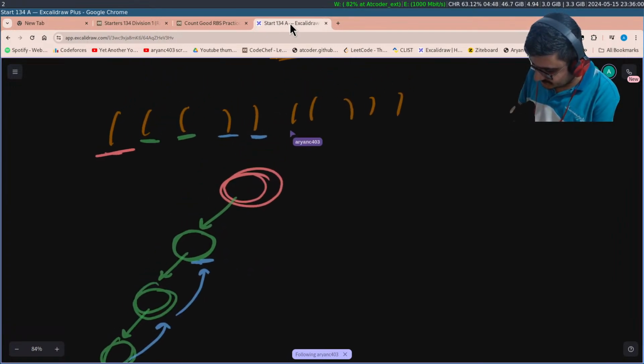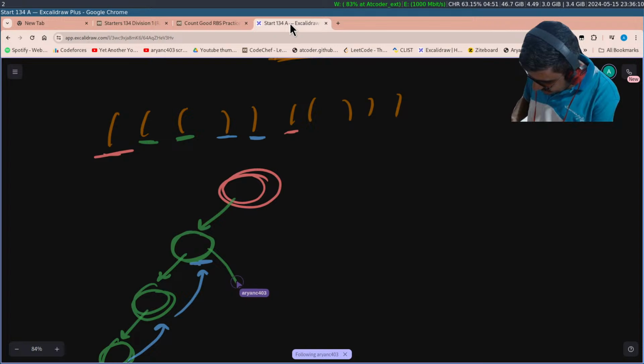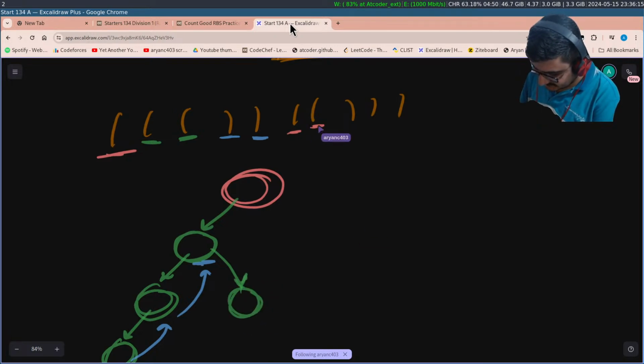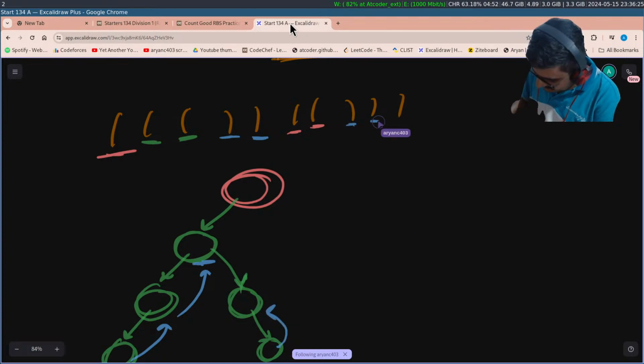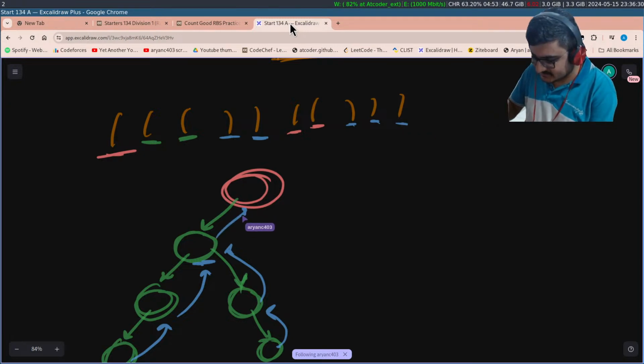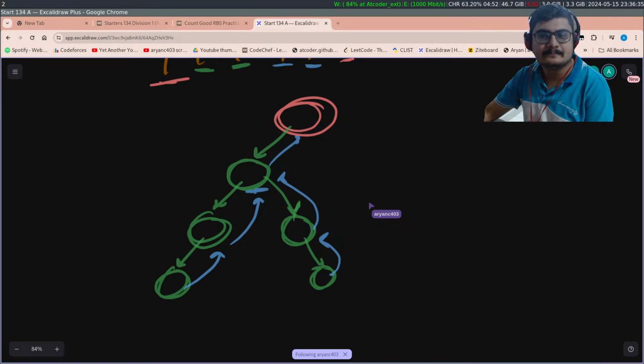Now there is an opening bracket, so we create a new child and move to that child. There is an opening bracket again, so we create a new child and move to that child again. Now we move up: closing bracket, move up; closing bracket, move up; and closing bracket, move up. You will notice that if you follow this process, once you start with the root, you will end back at the root again.